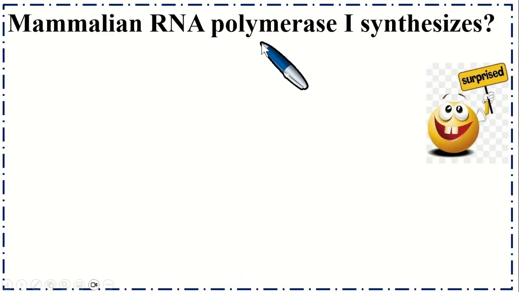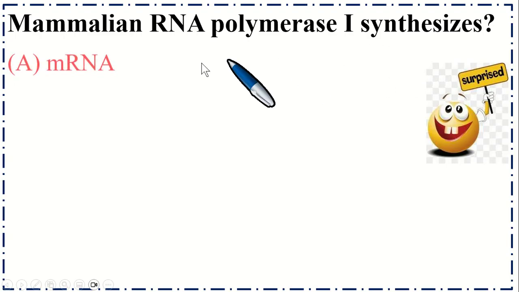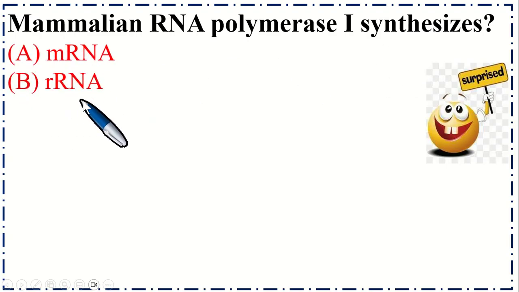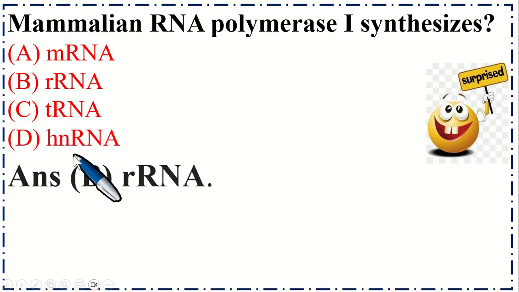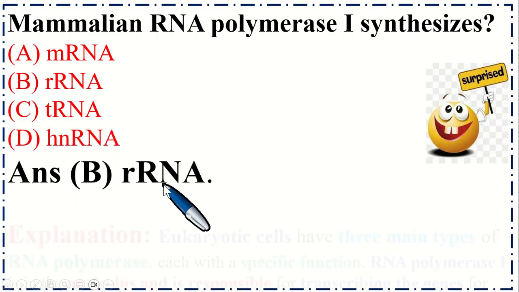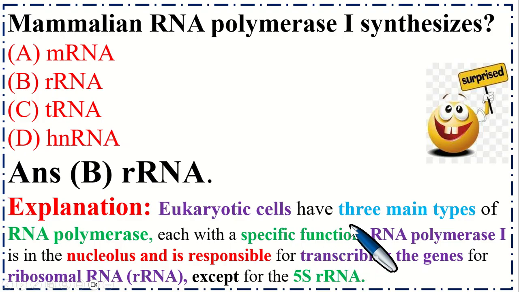Mammalian RNA polymerase 1 synthesizes. Option A, mRNA, B, rRNA, C, tRNA, and option D, hnRNA. So the correct option is B, rRNA. Eukaryotic cells have 3 main types of RNA polymerase, each with specific function. So RNA polymerase 1 is in the nucleolus and is responsible for transcribing the genes for ribosomal RNA, rRNA, except for 5S rRNA.